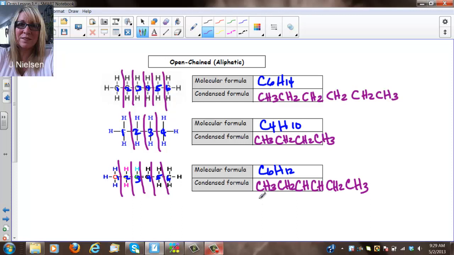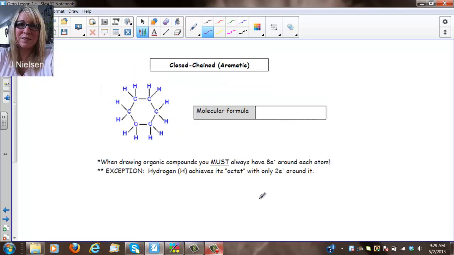So again, these are open-chained or aliphatic hydrocarbons. Next, I have a closed chain, which is called an aromatic, okay? And this can also be referred to as a ring. My molecular formula: 1, 2, 3, 4, 5, 6. So C6 and 2, 4, 6, 8, 10, 12, H12.